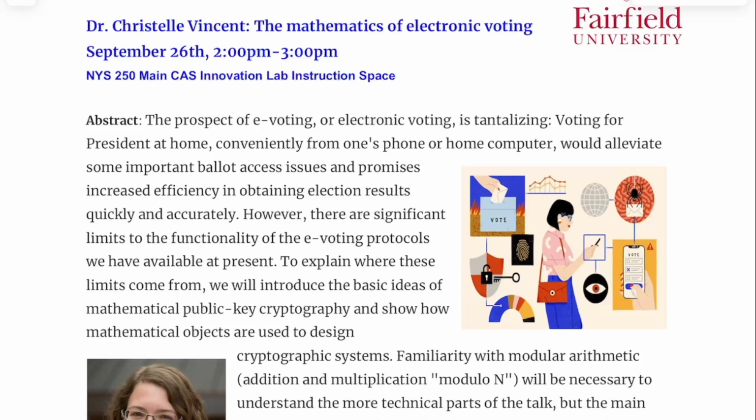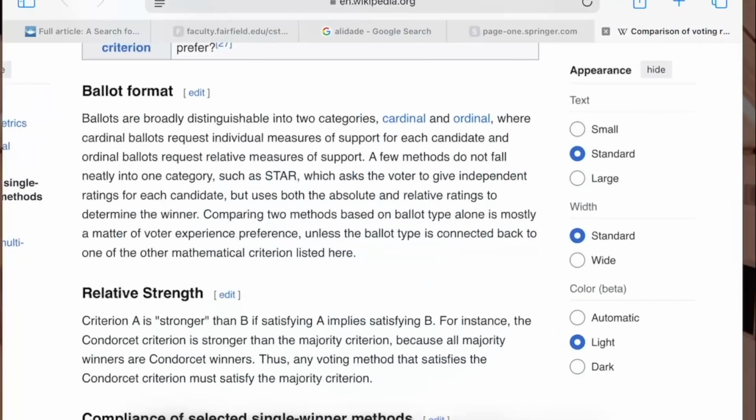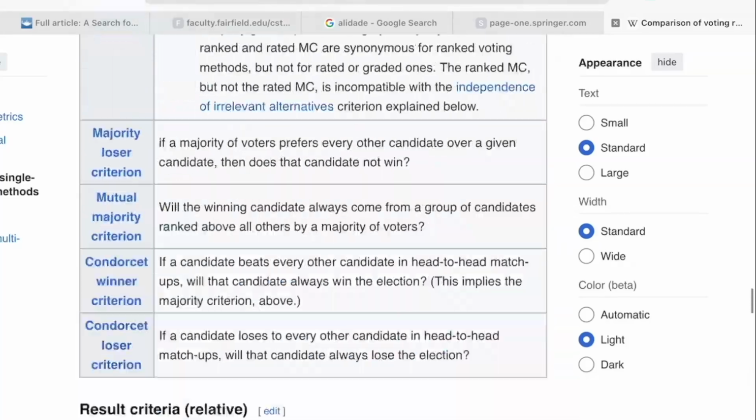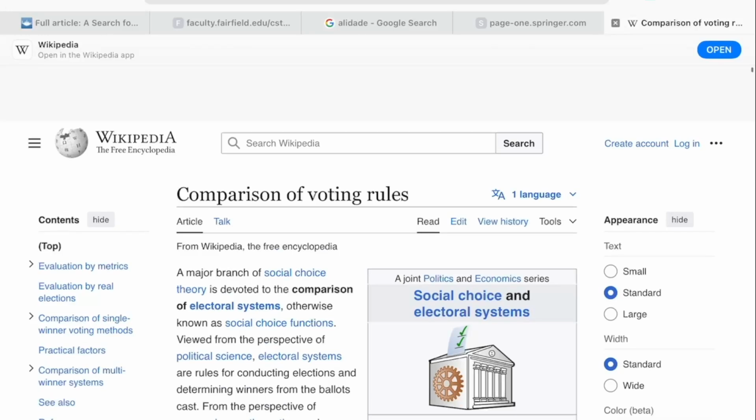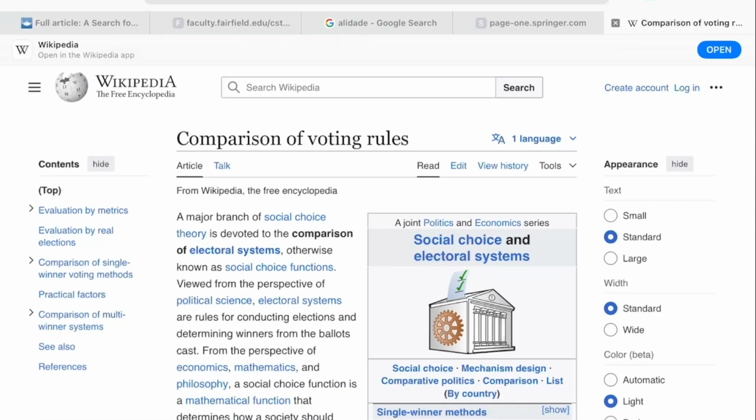That chart that we have been talking about is actually only a very small portion of all the different methods and criteria that are known. For the sake of our class, I only picked out sort of 5 of each, but there's actually many more, and I just wanted to share with you. This is one of my favorite Wikipedia articles. I don't know if you guys are into the Wikipedia comparison of voting rules. You should check this out if you're interested.